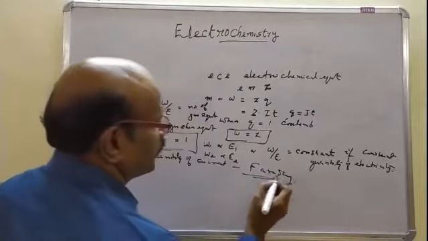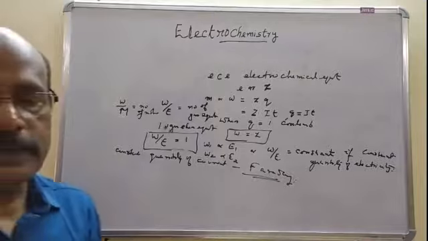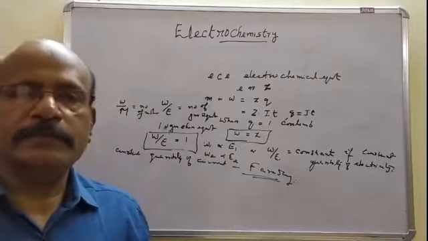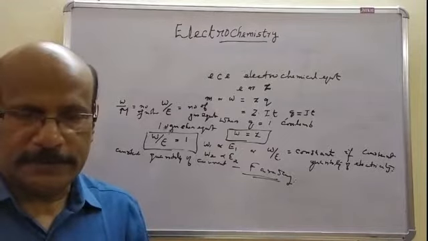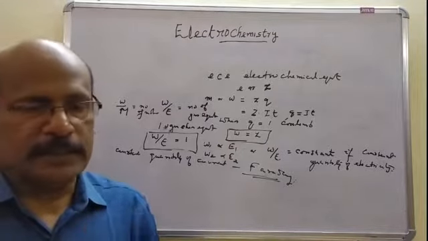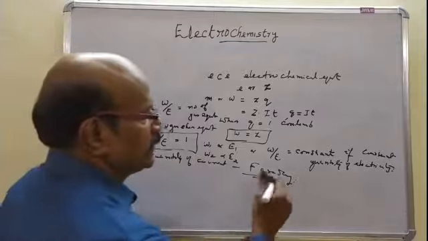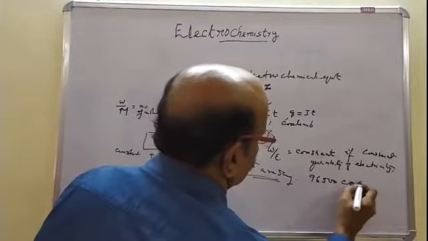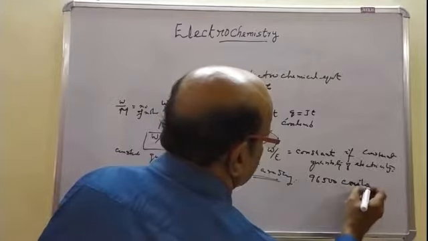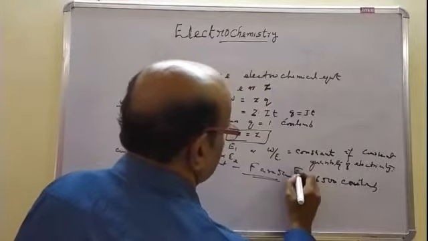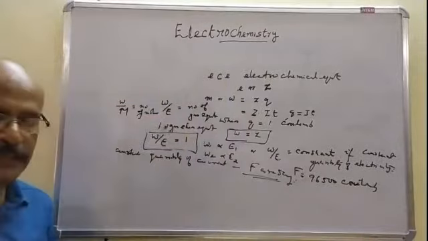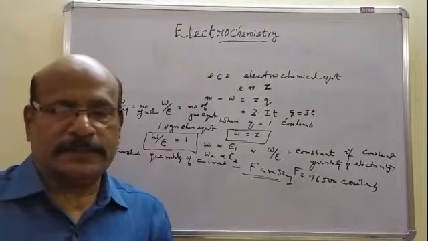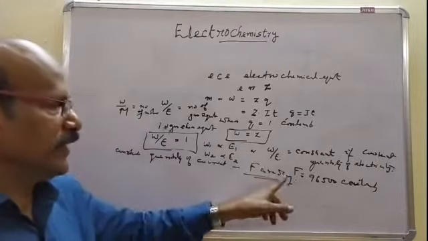So Faraday is defined as that quantity of current required to liberate 1 gram equivalent of any material from a solution, and that is always equal to a value of 96,500 coulombs. So that is represented by Faraday.